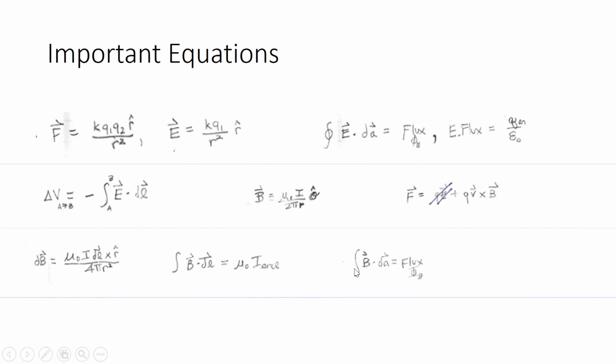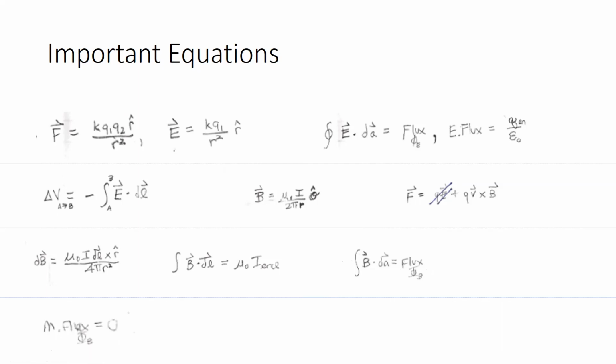Finally, or not quite finally, we have the magnetic flux, which just like the electric flux, is the integral of B dot dA. The surface integral of the magnetic field over a closed surface, and that's called the flux. And this is a little bit hard to read, but it says the magnetic flux phi sub b is equal to 0.